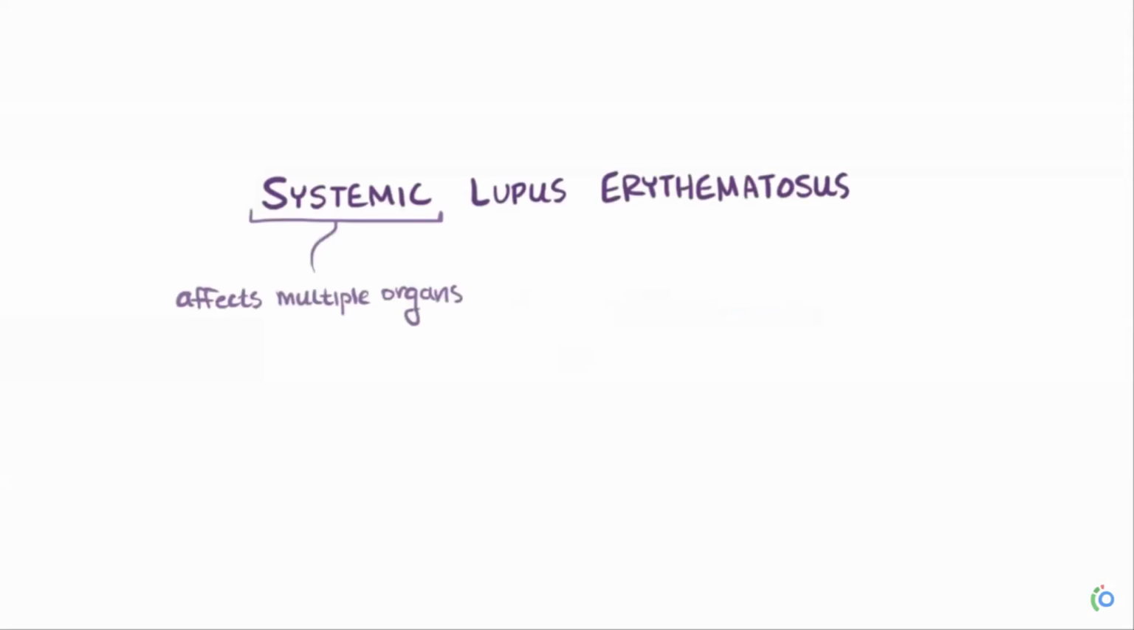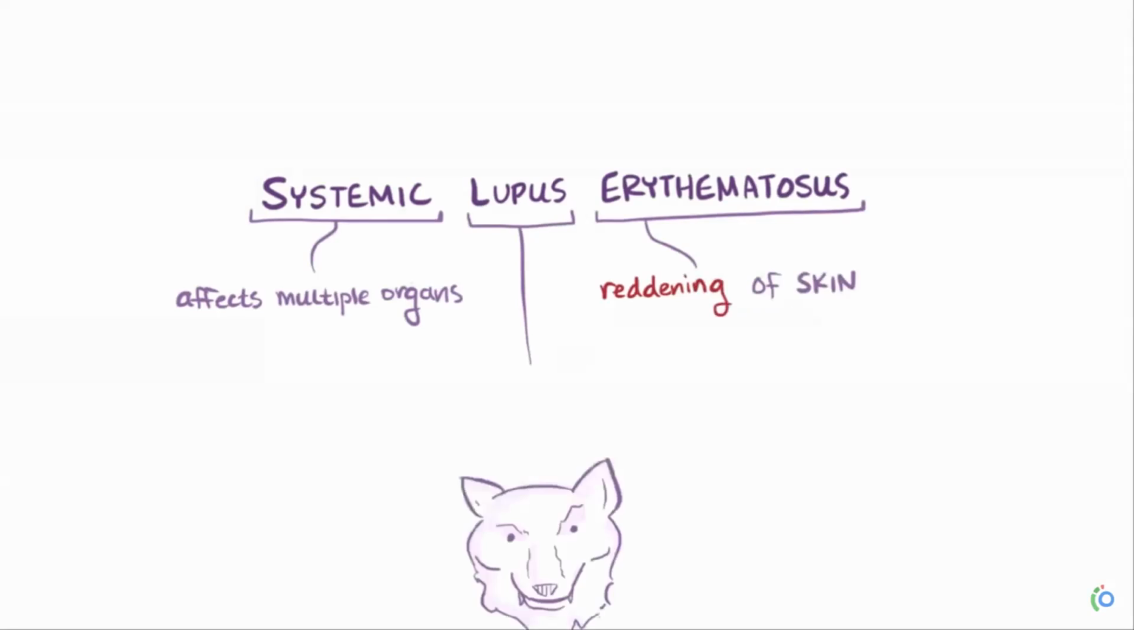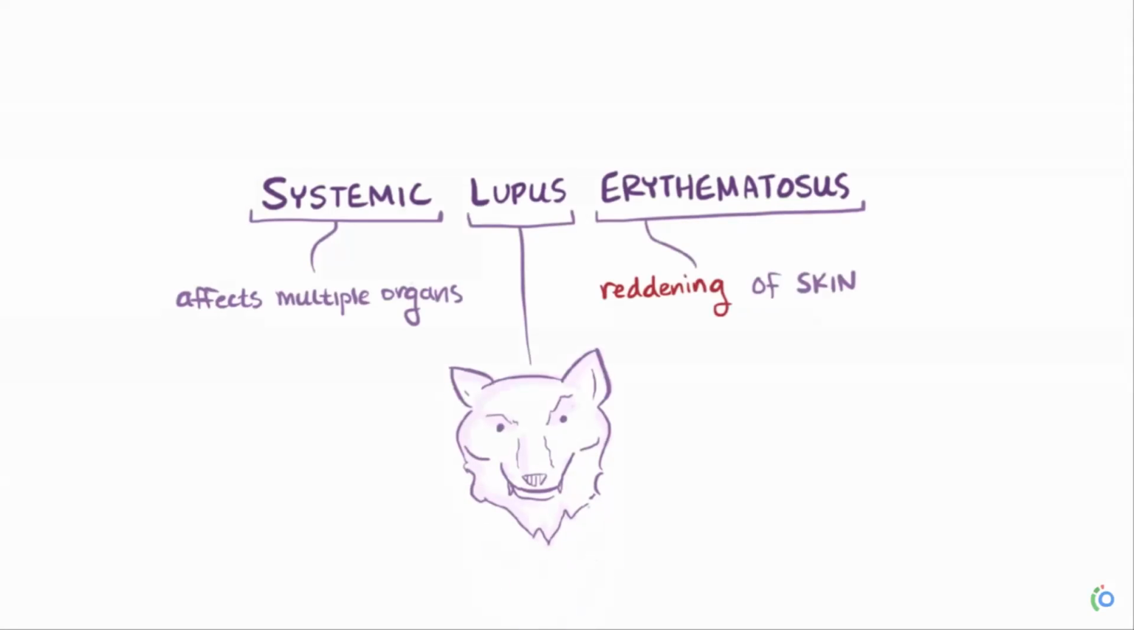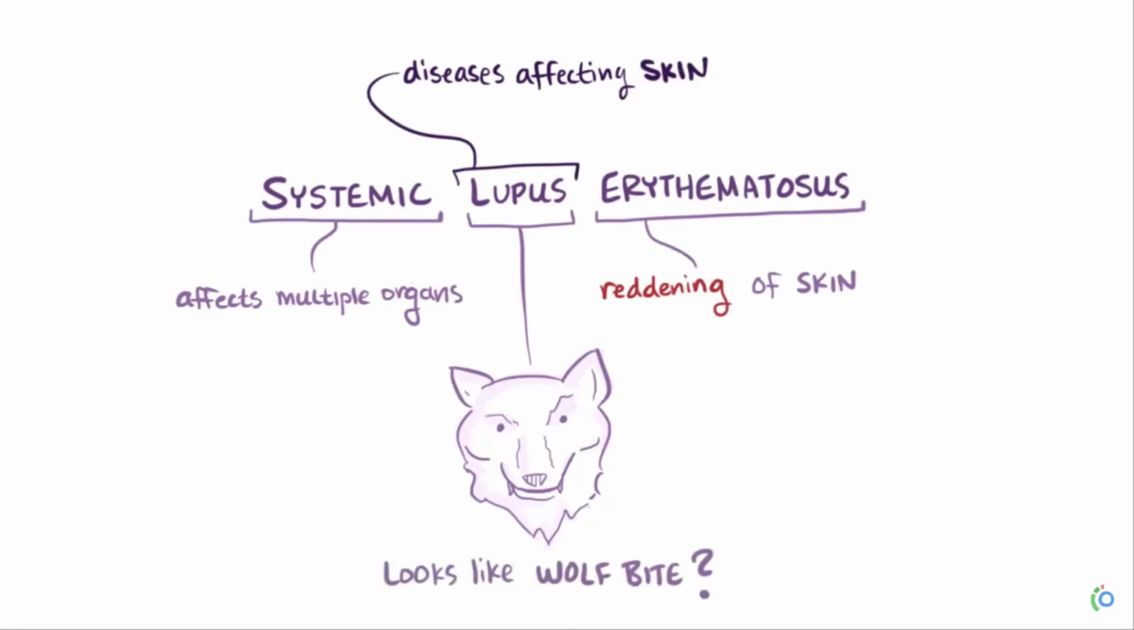All right, systemic lupus erythematosus. Okay, we totally got this. Systemic is easy and refers to affecting multiple organs in the body. Erythematosus means reddening of the skin. All right. Lupus is Latin for wolf, so affects multiple organs, wolf, reddening of the skin. Not exactly. The modern use of lupus usually refers to a variety of diseases that affect the skin, which was possibly originally used since these diseases resemble a wolf bite on the patient's skin. Is that true? Who knows?